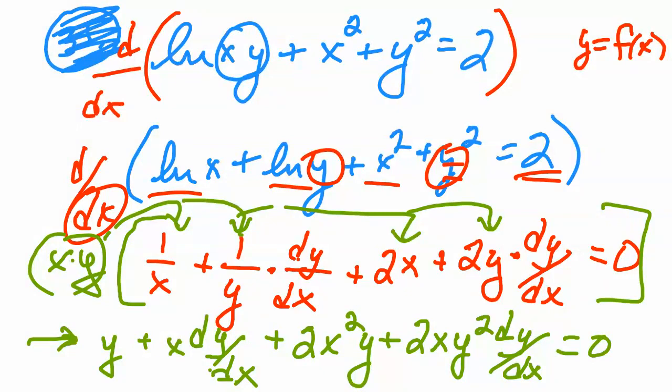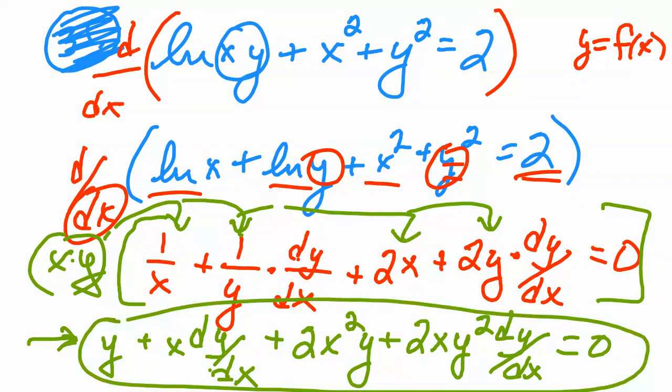Okay, so right now, we have all this stuff. And so really with implicit differentiation, we have 2 types of terms. We've got terms with dy dx's in them. So we want to get all the dy dx terms to one side and everything else to the other.